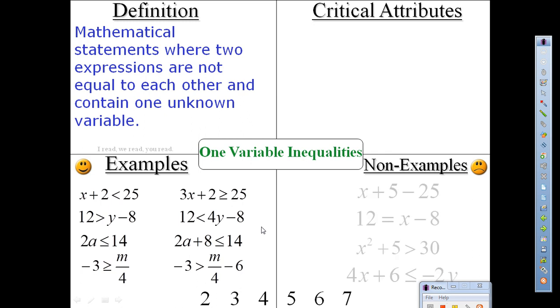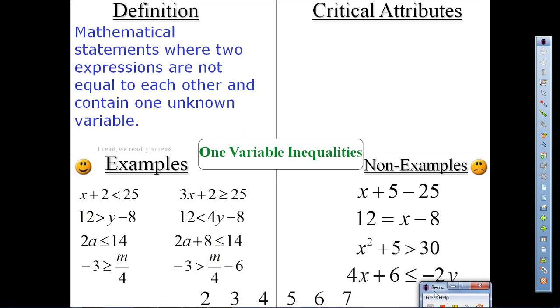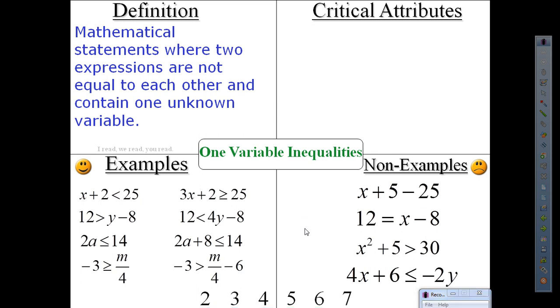I gave you non-examples. I said copy these down. Some of the non-examples I gave you were x plus 5 minus 25, 12 equals x minus 8, x squared plus 5 greater than 30, and 4x plus 6 less than or equal to negative 2y. And I asked you to share with your neighbor why you think these were non-examples. And some of you said, well, this first one is an expression.